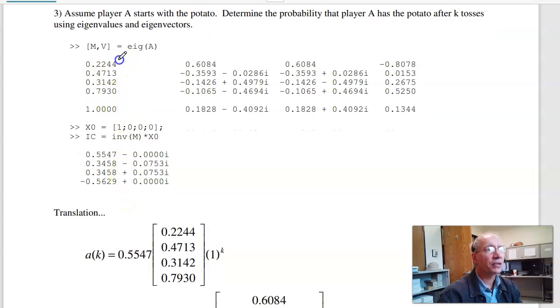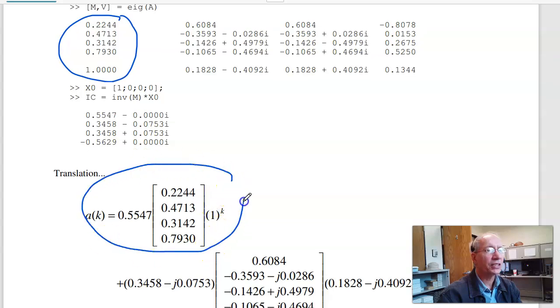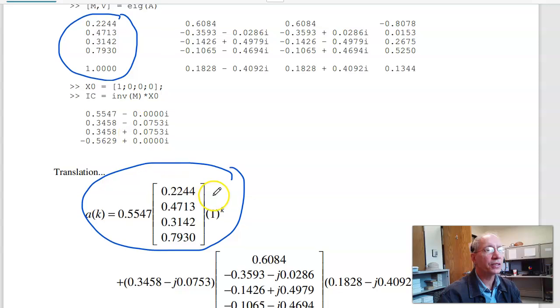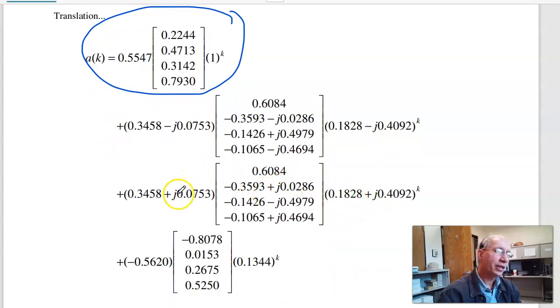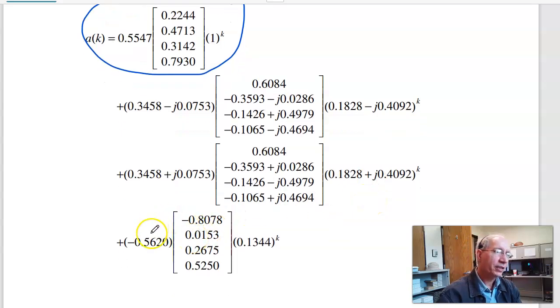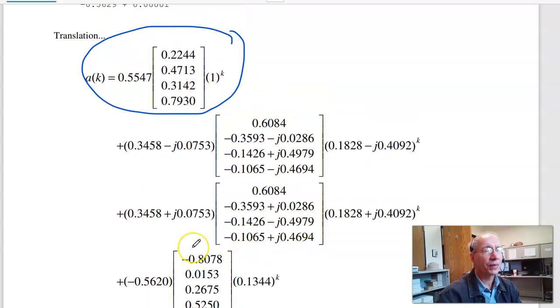If I look at the first eigenvector, this is the one that tells the steady state. This is excited by 0.55 times the eigenvector times the eigenvalue to the k power. So there's your steady state solution. All the other terms: there's the second eigenvector times its initial condition times its eigenvalue, third eigenvector times its initial condition times its eigenvalue to the k, fourth eigenvector times its initial condition, eigenvalue to the k. So all this together is A of k. That's another way of finding it using eigenvalues and eigenvectors.